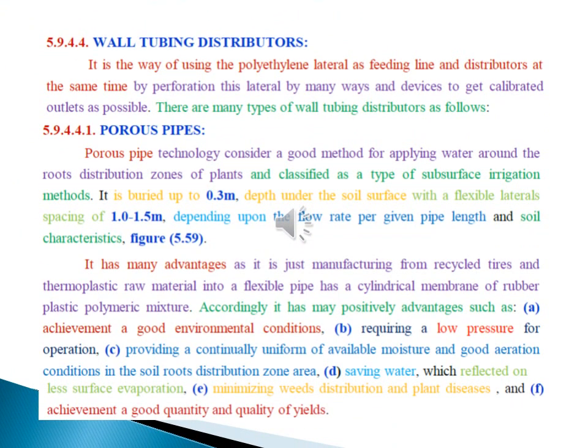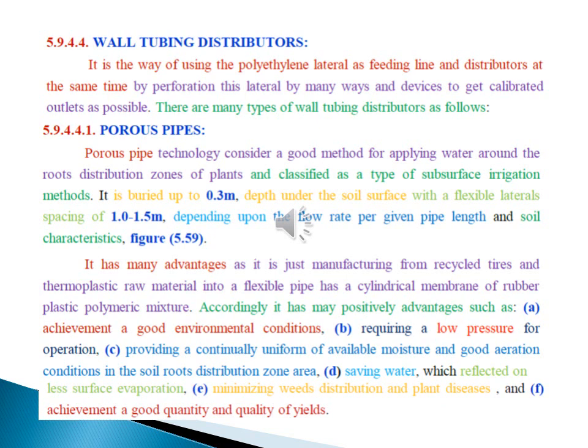Wall tubing distributors. It is a way of using the polyethylene lateral as a feeding line and distributor at the same time by perforating this lateral by many ways and devices to get calibrated outlets as much as possible. There are many types of wall tubing distributors as follows.